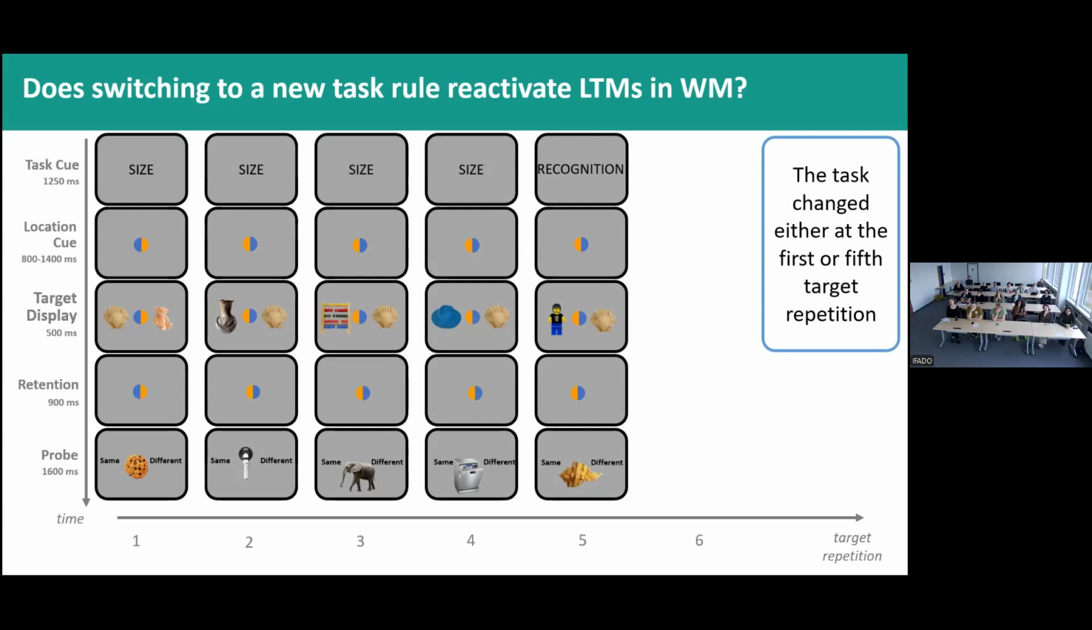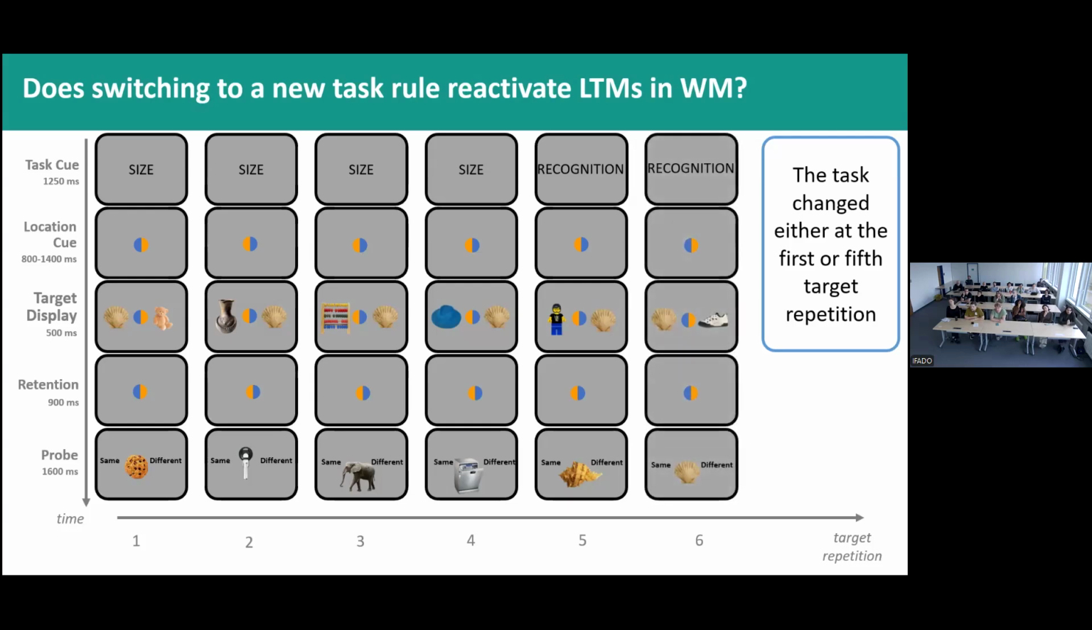Now they have to do a recognition task, where they have to indicate if the probe item is the same or different than the memory item. So even though it's a seashell, it's a different type of seashell, so the correct answer is no. And then they have one last time, so each item was repeated 6 times, so they get the seashell once again, and they do it with a recognition task. In this example, the task changed at the 5th target repetition. So the same target and same task, same target, same task, same target, same task, and once again, but here is the same target, but a different task.